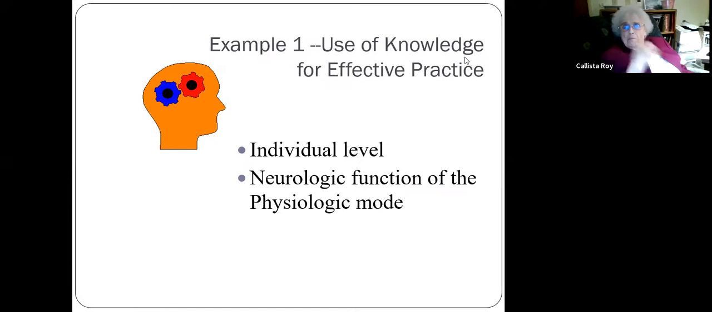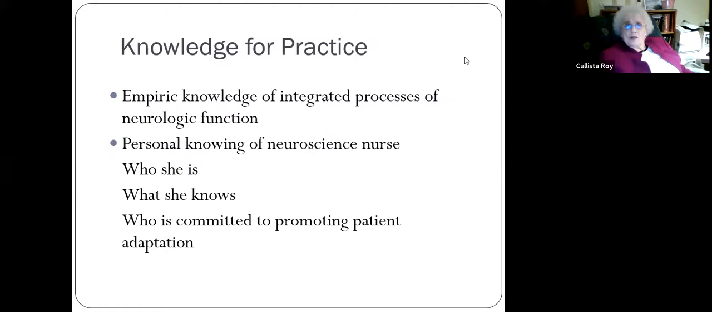My first example of knowledge for effective practice is the individual level, and we'll look just at the neurologic function of the physiologic mode. So knowledge for practice uses empiric knowledge of the integrated processes of neurologic function. The personal knowing of the neuroscience nurse as well, who she is, what she knows, and who is committed to promoting patient adaptation.